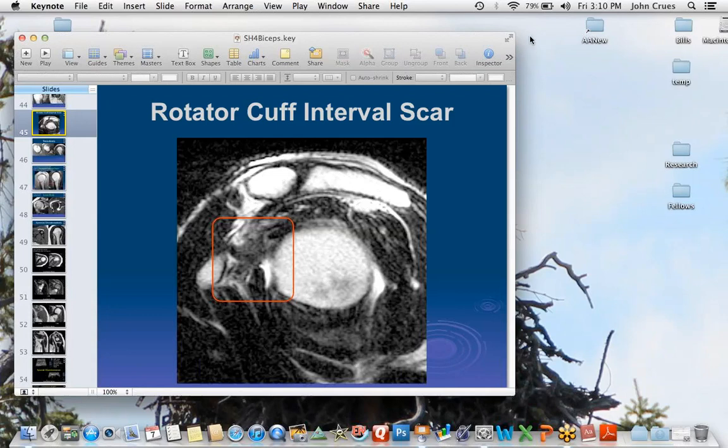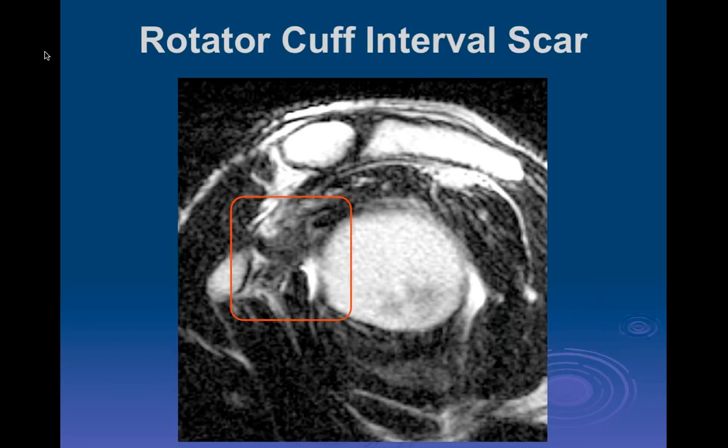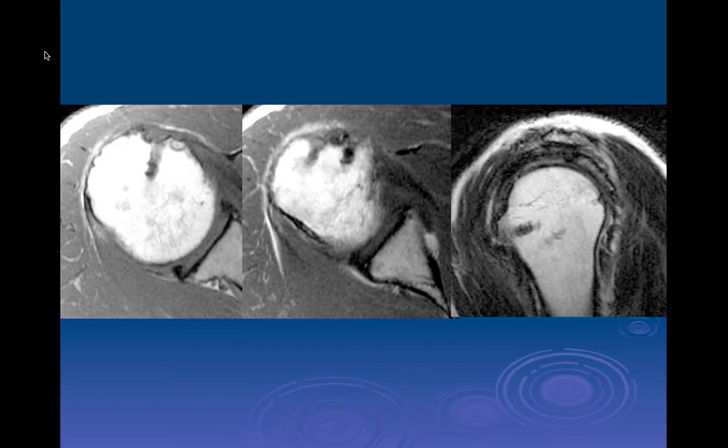Biceps lecture. So we'll talk about rotator cuff interval scar in the next lecture on inflammatory disease.